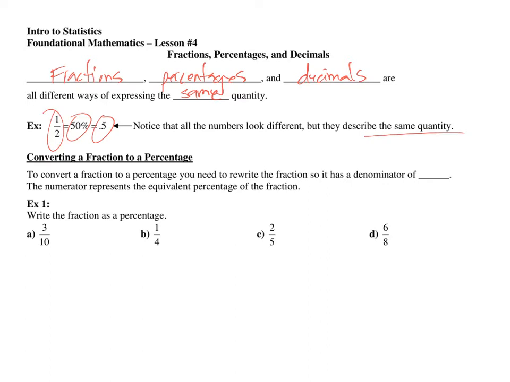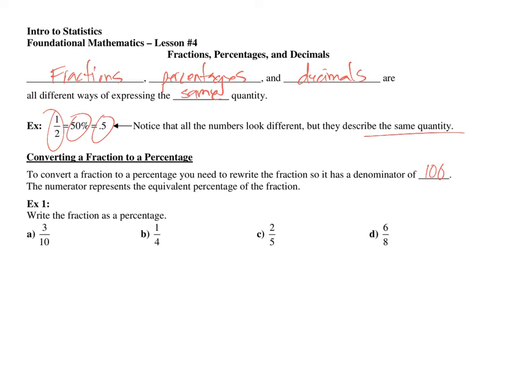So converting a fraction to a percentage. Let's figure out how to convert from one to another. To convert a fraction to a percentage, you need to rewrite the fraction so it has a denominator of 100. The numerator represents the equivalent percentage of the fraction. Okay, let's see how this works out.